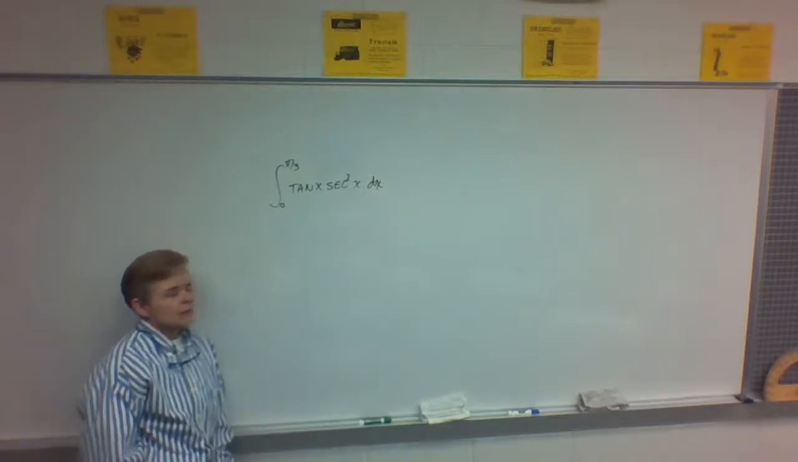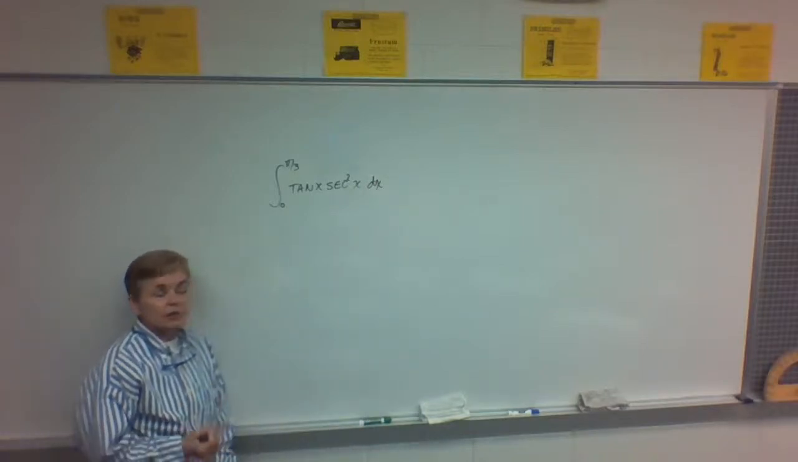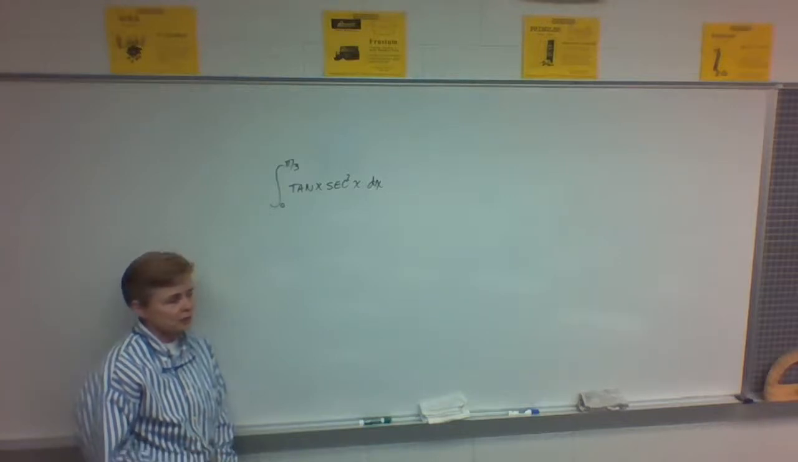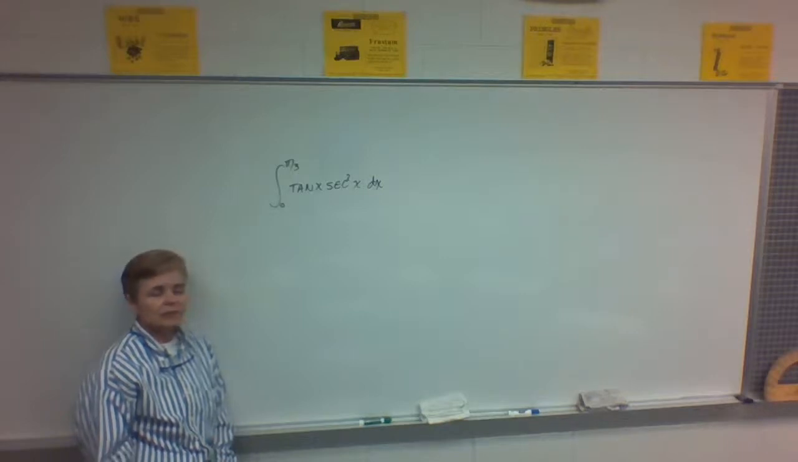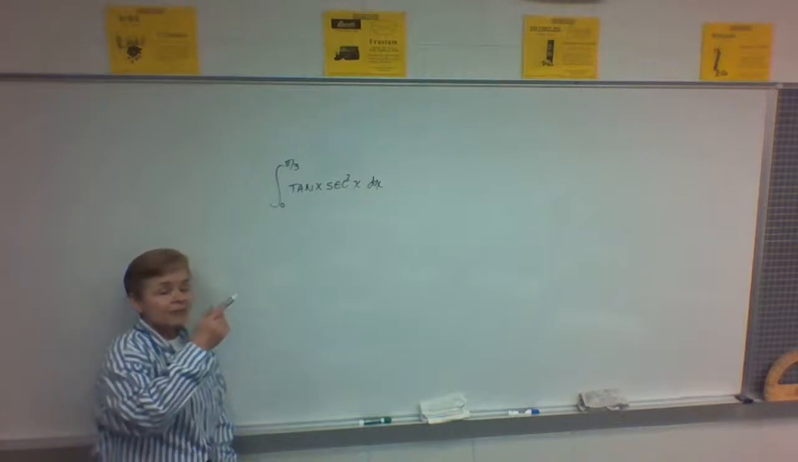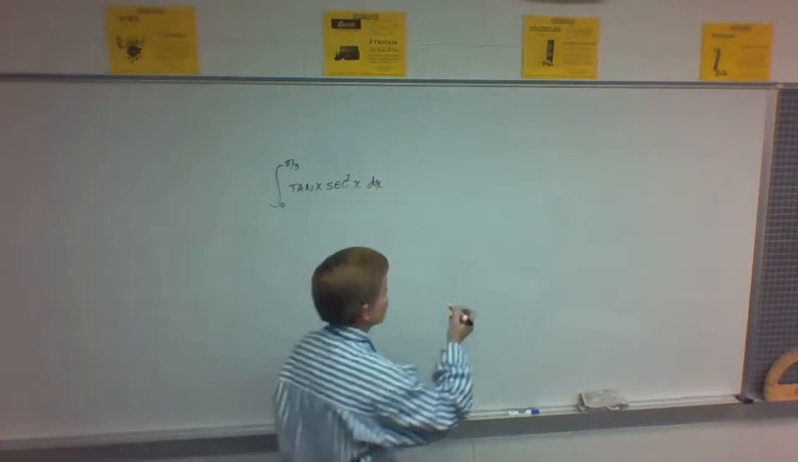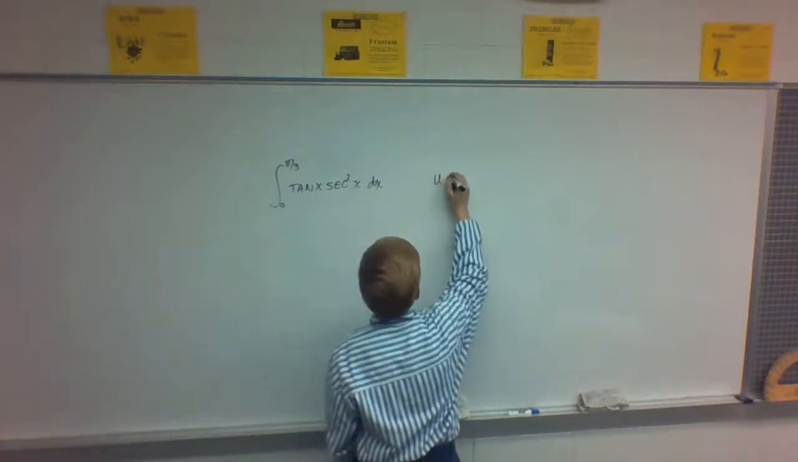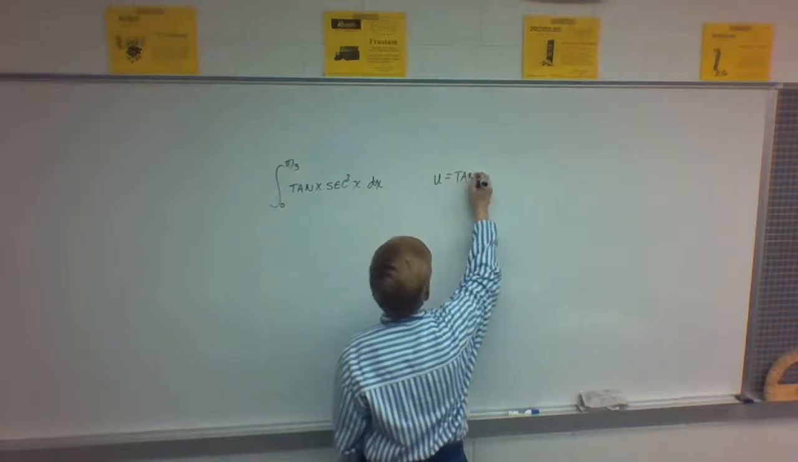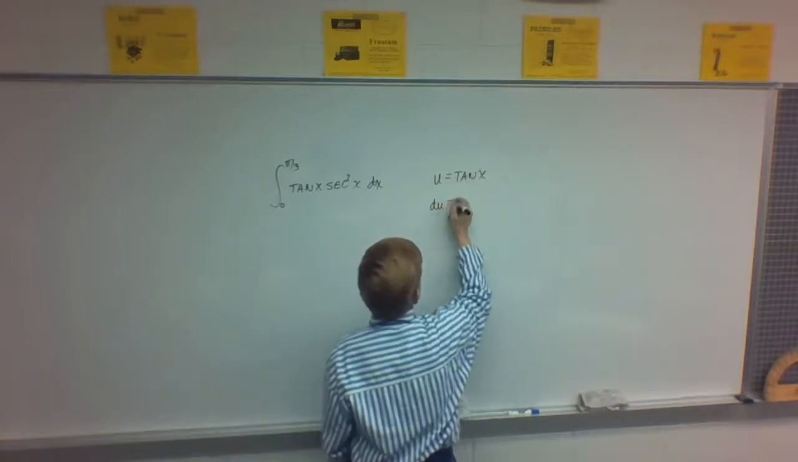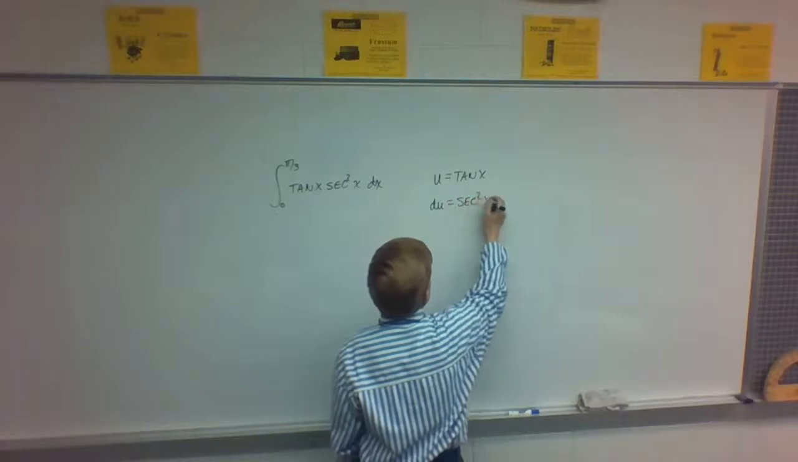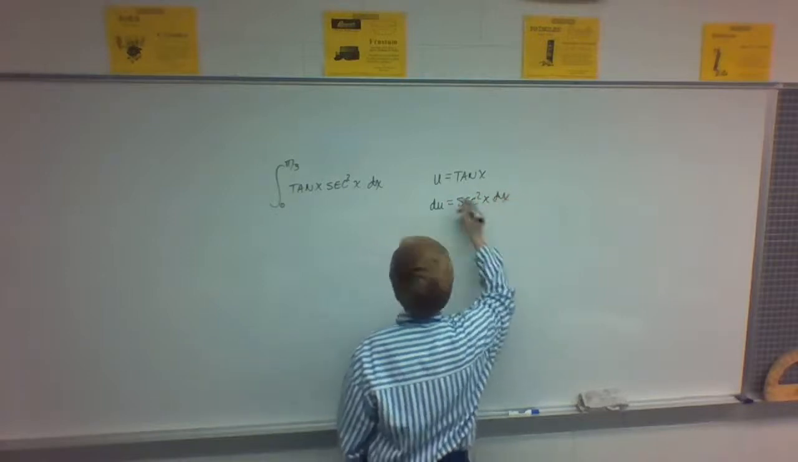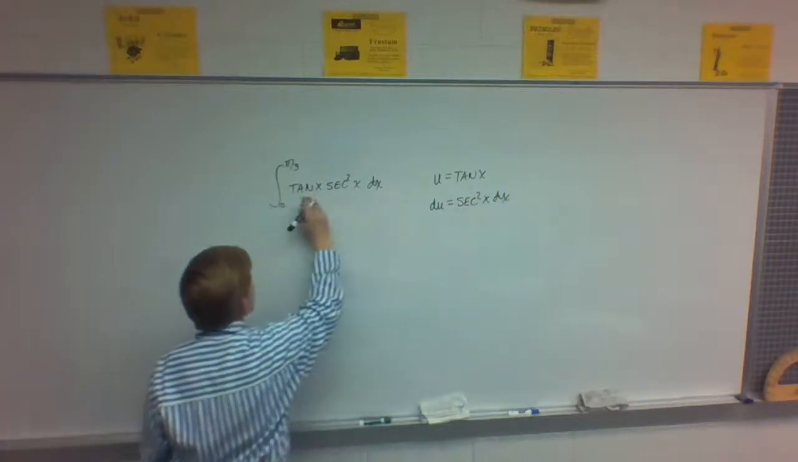Do you see anything that's presented the way it is, whose derivative is something else in this thing? Secant. What do you want to let u equal? Tangent, because the derivative of tangent is secant squared x. So we just turn it into u du. We have u equals tangent x, and du equals secant squared x dx. It's all there. This whole thing gets replaced with du, and this gets replaced with u.